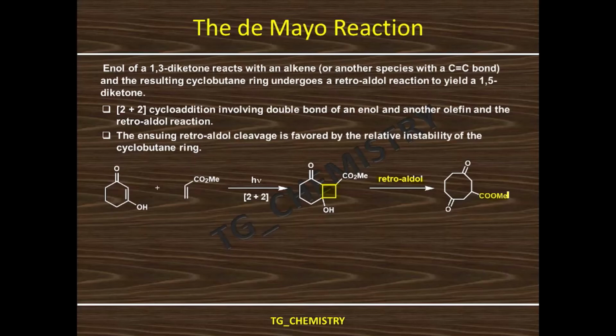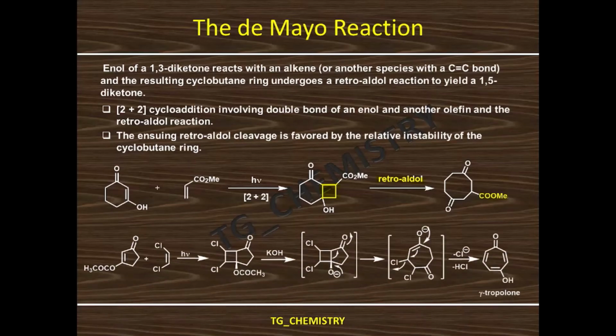So we will realize that with another example of the De Mayo reaction, and here the enol ester of this 1,3-dicarbonyl substrate, when it reacts with 1,2-dichloroethylene under photochemical irradiation, again eventually forms the cyclobutane ring structure, you can see over here, and upon reaction with potassium hydroxide base, this ester group's cleavage and formation of this oxygen anion.